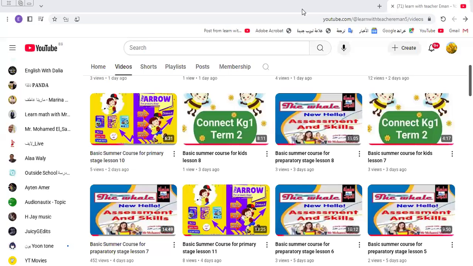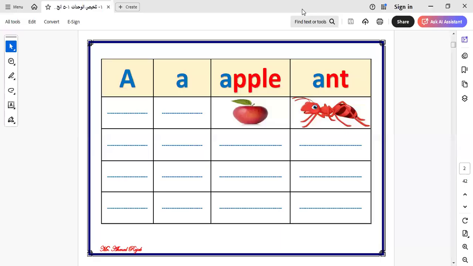Last class, we took some of the letters of the alphabet, and today we will continue the rest. I will remind you what we took last video. Last video we took capital A and small a, and we know they stand for apple and ant, and we know how to write apple and ant.